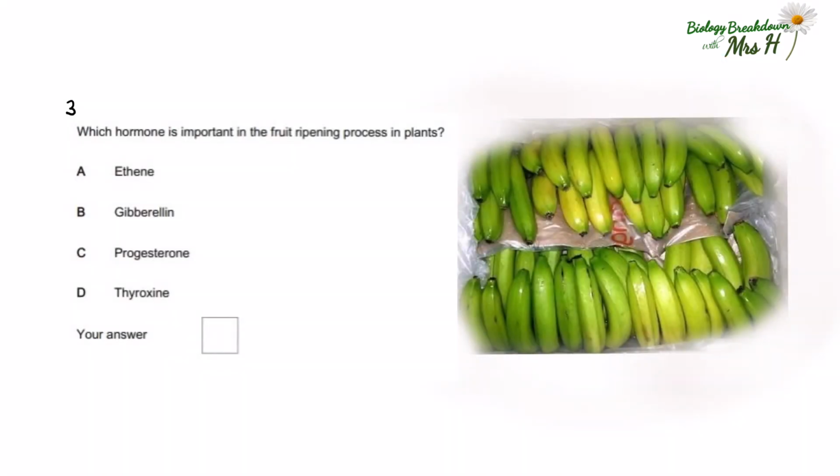Which hormone is important in the fruit ripening process in plants? Well, that is ethene and that is A. Now, those hormones are naturally released, but what we can do is extract the ethene, pop it into a spray, pick our fruit unripe, then spray them while they're in transit, and then we can sell them nice and ripe. So that's how we utilise these natural hormones in an artificial way.